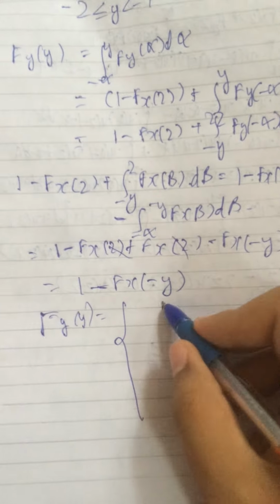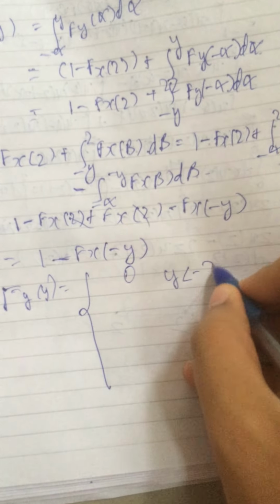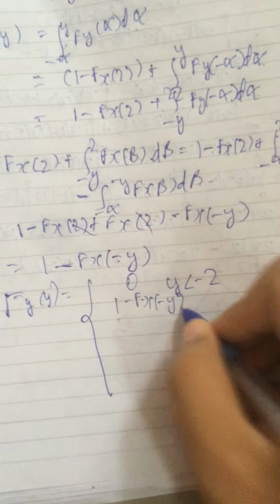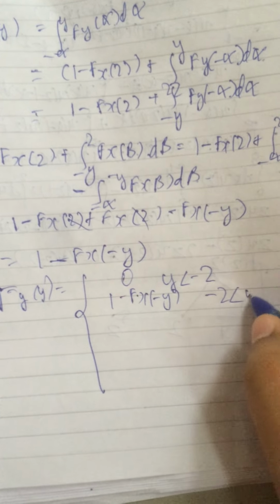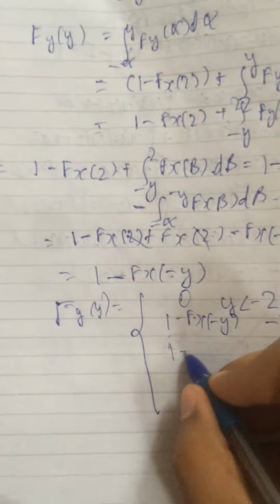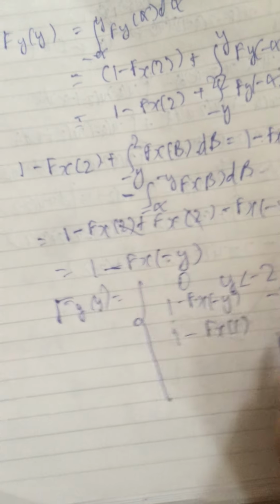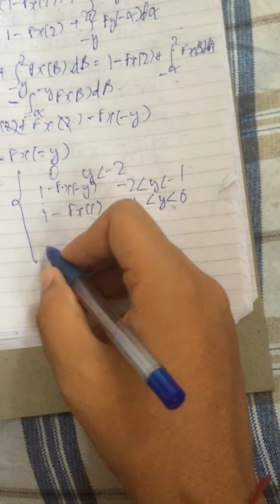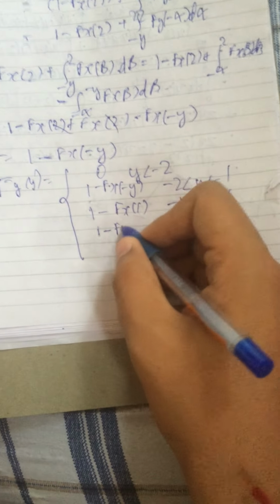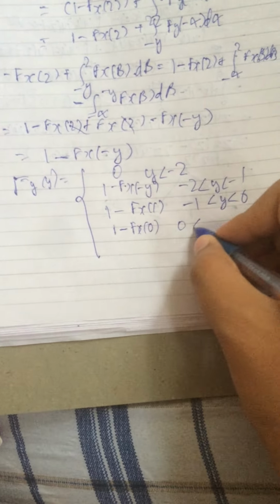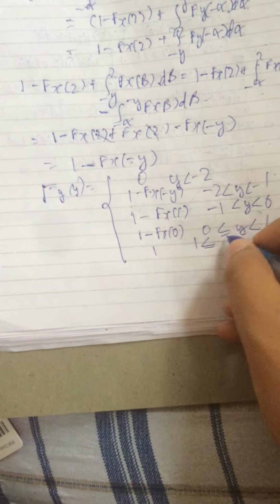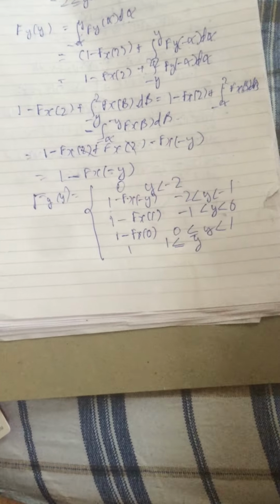It is given by 0 when y is less than minus 2, 1 minus Fx of minus y between minus 2 and minus 1, 1 minus Fx of 1 between minus 1 and 0, and 1 minus Fx of 0 between 0 and 1. When y is greater than or equal to 1, the answer is 1.